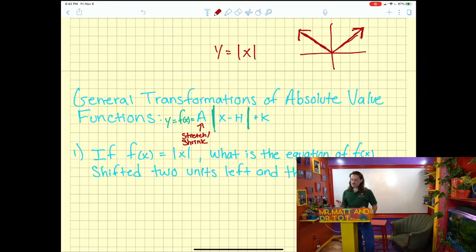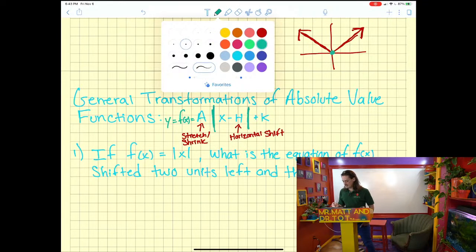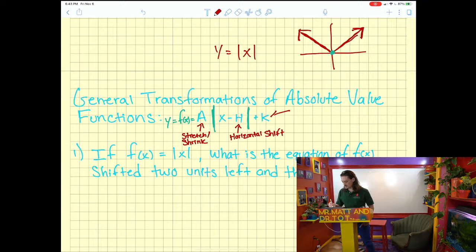So what we're talking about here, we have a parent function of y is equal to the absolute value of x. a is a stretch or shrink factor. h is a horizontal shift, and by horizontal shift, I really mean a shift in the vertex, so right at the corner of that function. And k is a vertical shift.